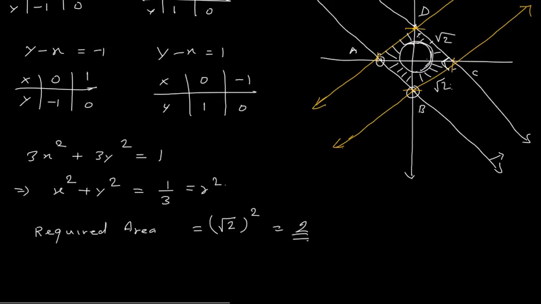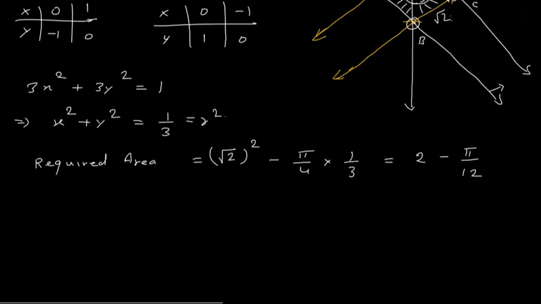Required area is root 2 square minus the area of the circle. So minus area of circle is pi by 4 into radius, for this r square is 1 upon 3. So ultimately it is 2 minus pi upon 4 threes are 12. So 2 minus pi upon 12 is the required area.